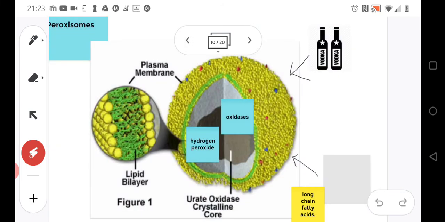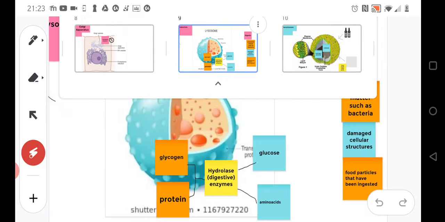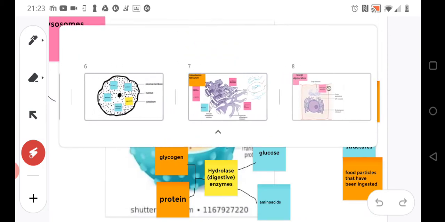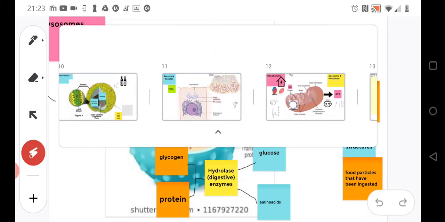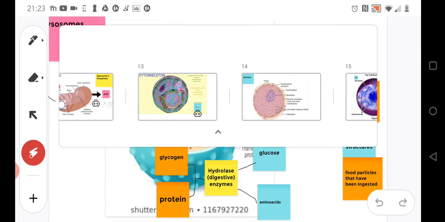Okay, about the cell nucleus. Wait a moment. Oh, I'm not getting to the side that's needed. Here.